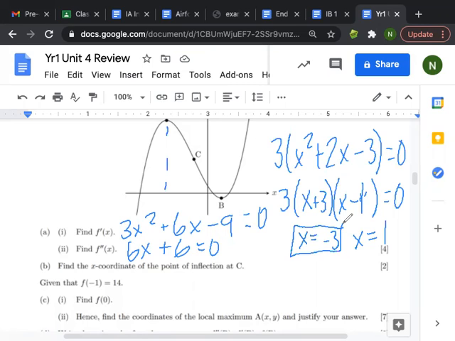Wait, but Ms. Thompson, the first derivative finds you the slope. Yep. How can that help us find the maximum? When the slope is equal to 0, that means it's at a maximum or a minimum. Okay. So why are we using -3 and not 1? The question is asking me about point A, which is here, where the x coordinate is negative. Yeah.